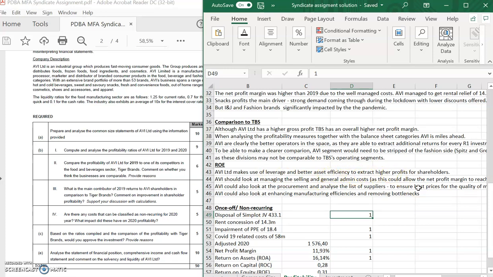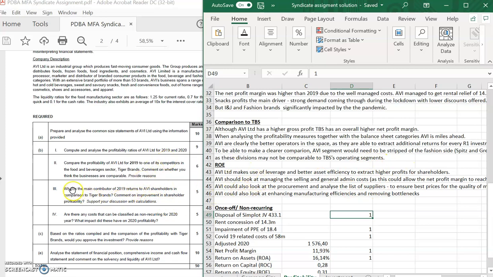Okay, AVI should look in terms of improving the ROE. They asked you how you improve your ROE. You should look at making use of better leverage, managing the selling and admin costs down over time. AVI should also look at the procurement and analyze the list of suppliers to ensure better prices for quality of materials. AVI could also look at enhancing manufacturing efficiencies and removing bottlenecks. So those are the improvements to ROE.